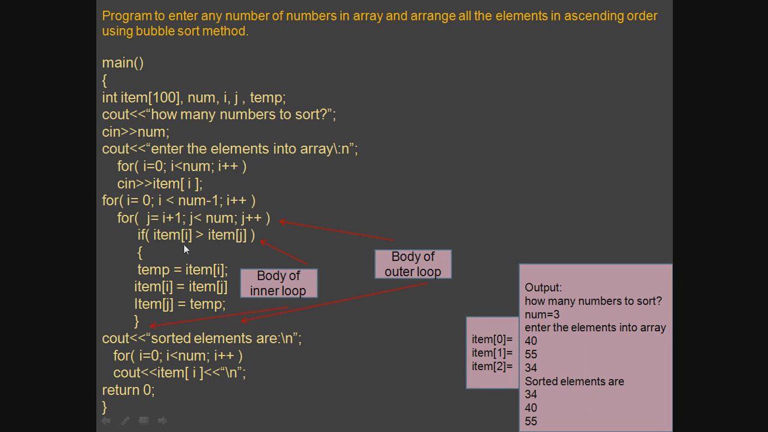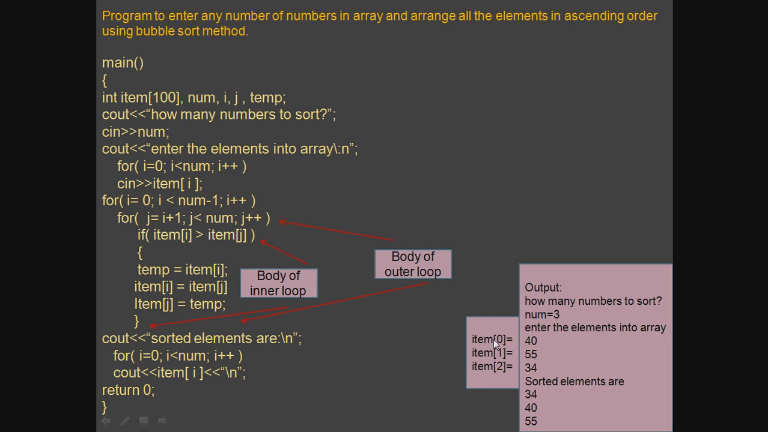Item i is still 0, because we have not yet come out of the inner for loop. So item 0 is 40, and 40 is greater than item j. Now j got incremented by 1 to 2, so we are comparing the next array element. We have already compared this with this, which was false.